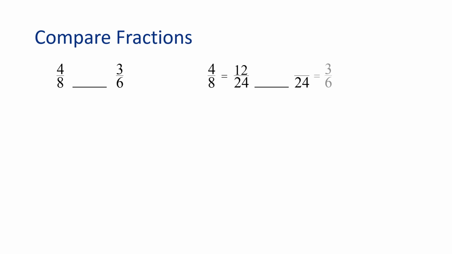Now let's write 3/6 as an equivalent fraction with a denominator of 24. What number times 6 is 24? That's right, 4. So we multiply both the numerator and denominator by 4 to get an equivalent fraction. 3 times 4 is 12, and we already know 6 times 4 is 24. So we just found that 3/6 is equivalent to 12/24.